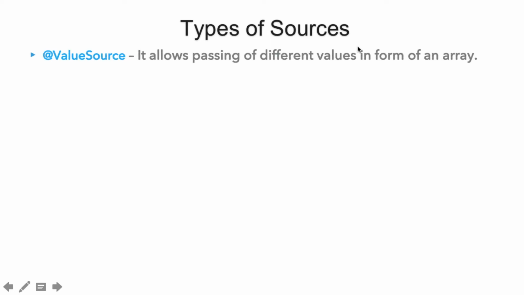Now let's see the different types of sources. The first source is @ValueSource. Whenever we annotate a method with @ParameterizedTest, we need to annotate that method with at least one source. If we annotate the method with @ValueSource, it allows us to pass different values in the form of an array. So if we want to supply multiple values simultaneously, we can use @ValueSource, which allows us to pass different values to our parameterized test in the form of an array.